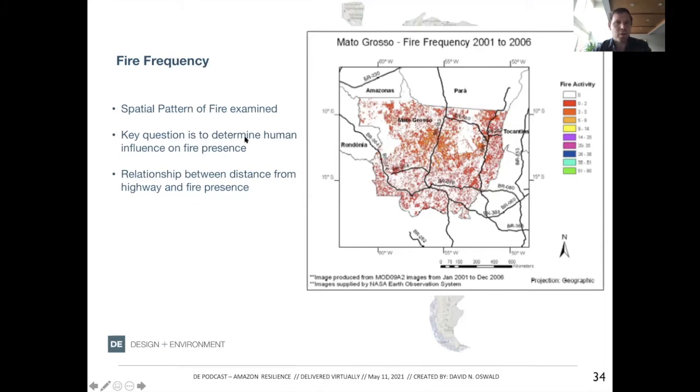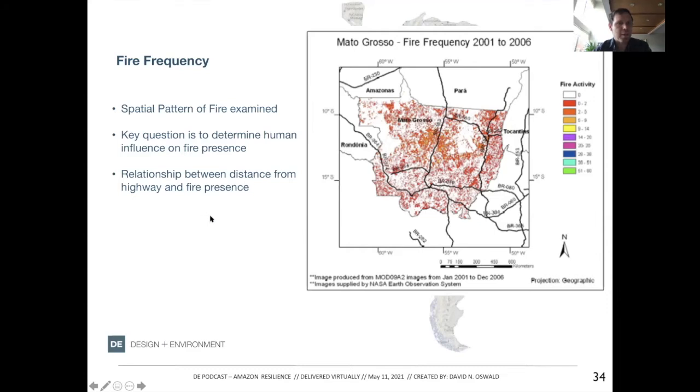So I looked at the spatial pattern of fire. This image here is 2001 to 2006, aggregate amount of fires to look at the frequency of fires. Where were all the fires? This is Mato Grosso. So what can you see here? You can see that along these big black lines, which are the roads, there's a lot of fires around them, right? In the right-hand side, and then this BR163 has a lot of fires around it, which kind of makes sense, right? If you have access to something, this will start to lead to development of fires.